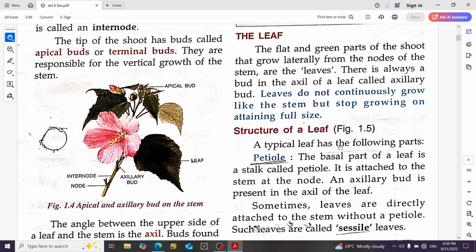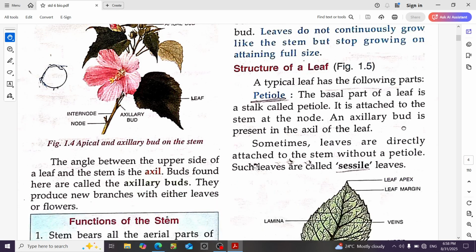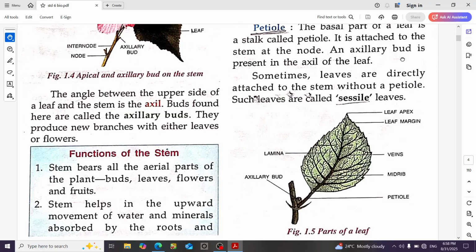There is always a bud in the axil of the leaf called the axillary bud. Leaves do not grow continuously like the stem but stop growing on attaining full size. Let's see the structure of a leaf. Look at this picture carefully.